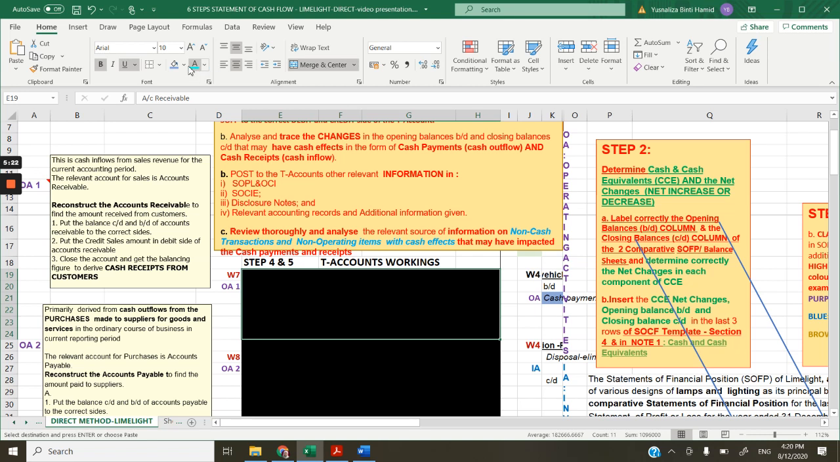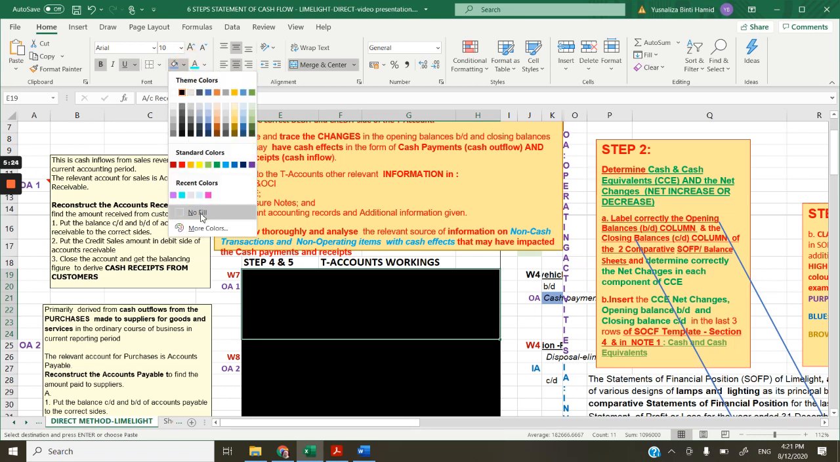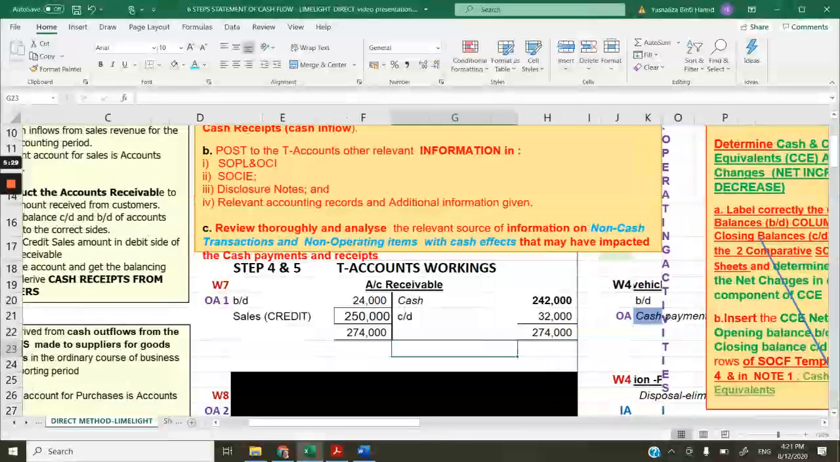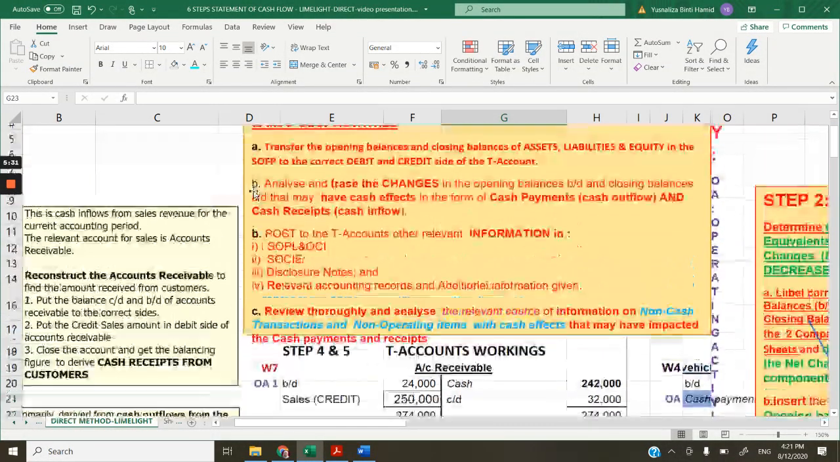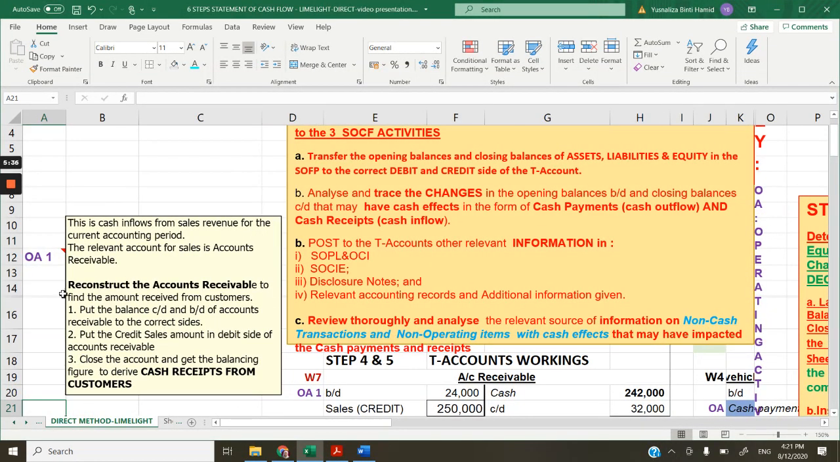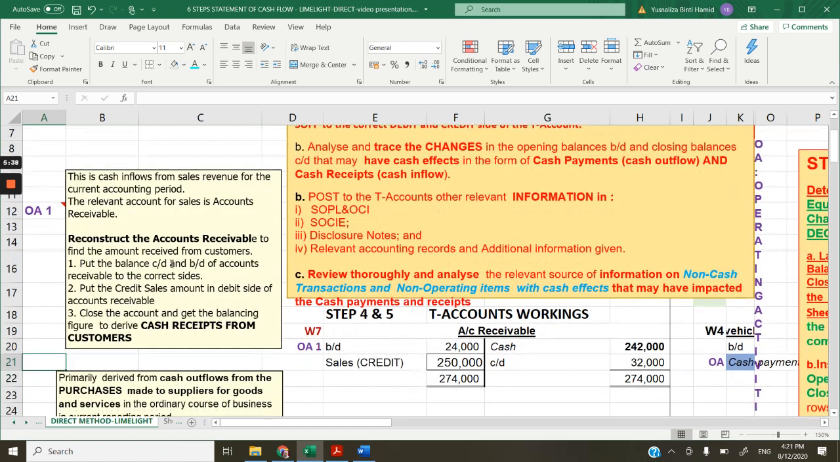To find this, what you need to do is open up your T account. So just zoom for you so that it will be clearer. And you need to do a few steps here. I've already shared the steps next to my working. You can see here, this is by reconstructing the account receivable. Why? We need to find the amount received from the customer. First, put the balance CD to the credit side, balance BD or the opening balance to the debit side, right?